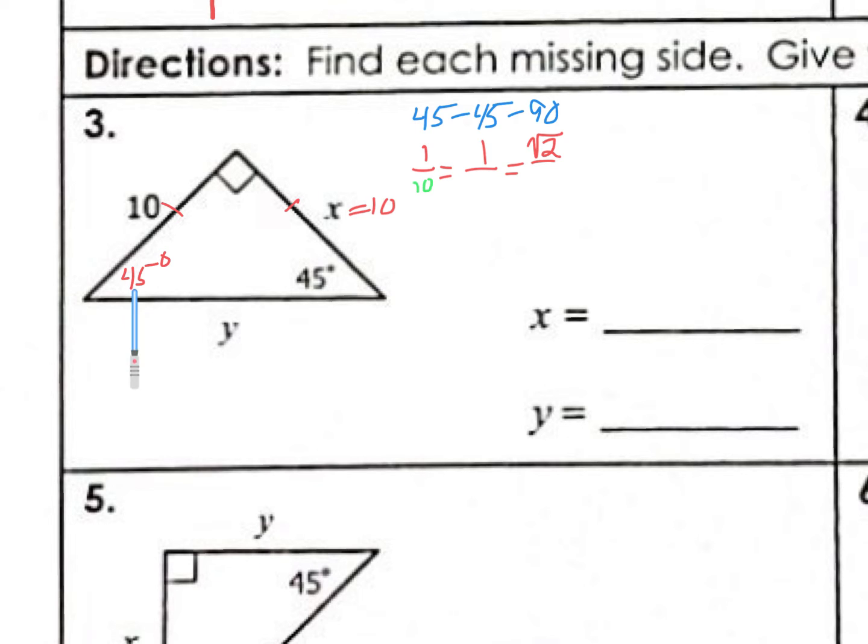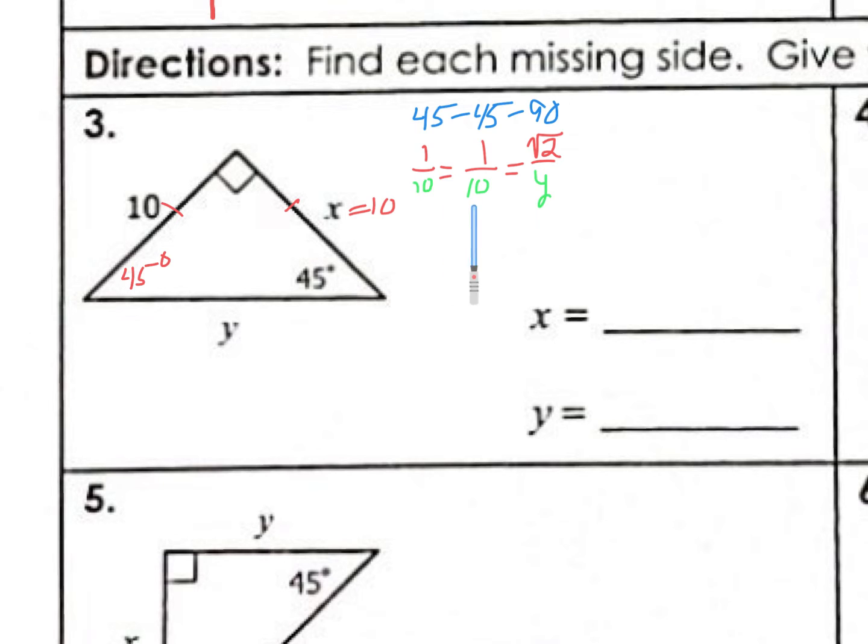And then on this 45 I had an x, so you could put an x there, but I already know that these legs are going to be equal, so I'm going to put another 10 there. And finally, across from the 90, I have y. So then I'm going to put a y here. And then you're always going to have at least one of your ratios where the entire top and the bottom will be numbers, so you won't have any variables in there.